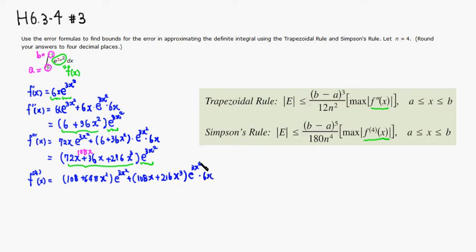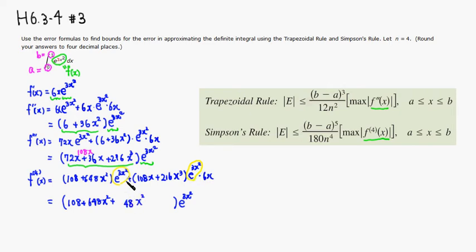So let's clean that up. We're going to take e to the 3x squared out. I'm going to circle these so that I don't miss anything. From the first term you have 108 plus 648x squared. From the second term, 6x times 108x: x times x is x squared, and 6 times 108 is 648.